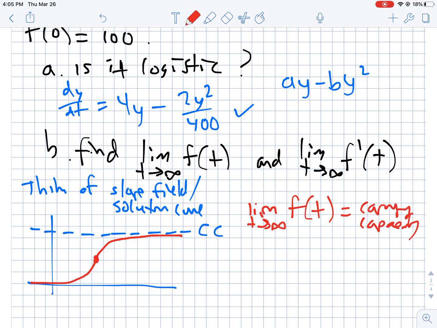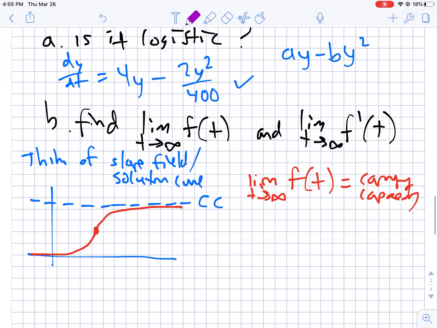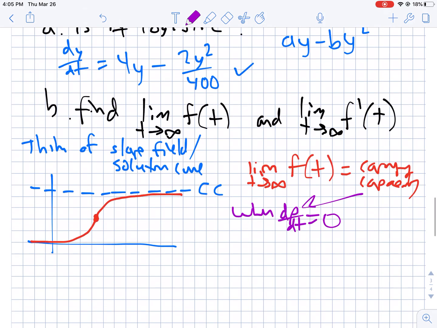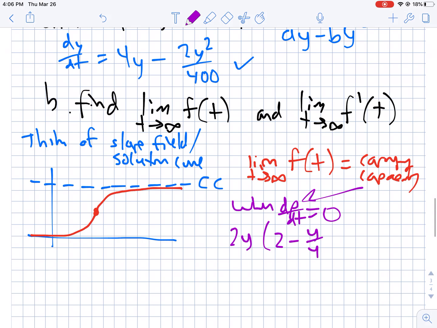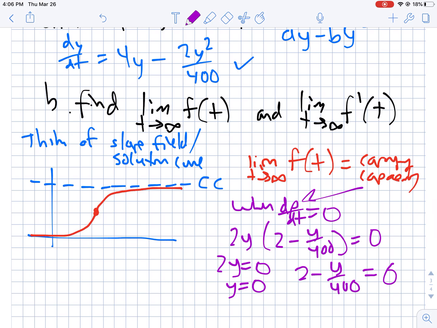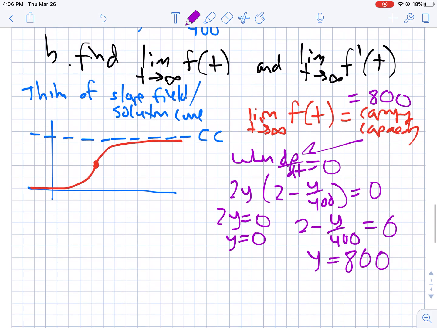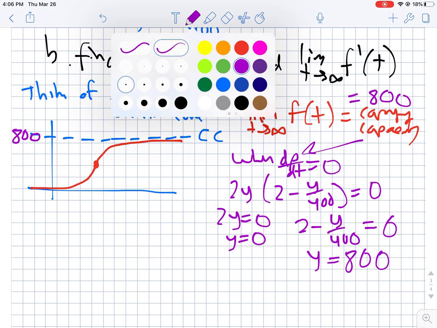Okay, so let's find the carrying capacity. The carrying capacity is when the population stops changing. So that's when your dy/dt equals 0. Looking at my equation, that's when 2y times (2 minus y over 400) equals 0. Either 2y is 0, but that's not the carrying capacity. That's just saying if you start with 0, you end with 0. Or 2 minus y over 400 equals 0. You multiply, and you get y is 800. That's the carrying capacity, so this limit is 800.